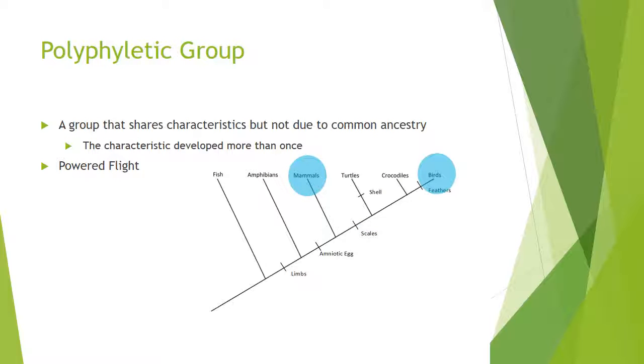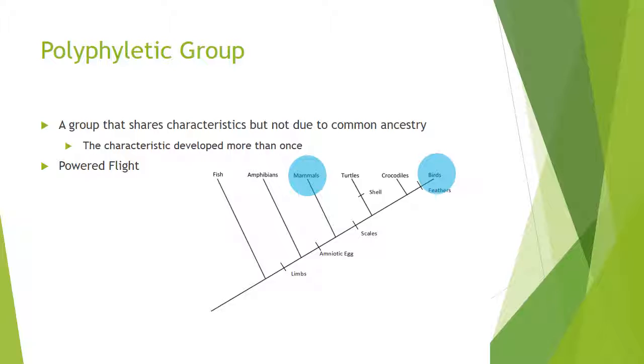The last group that scientists use to classify is a polyphyletic group. This is a group that shares common characteristics, but it's not due to common ancestry. An example of this would be bats and birds. Both of these groups have wings and the ability to fly, but do not share a recent common ancestor.